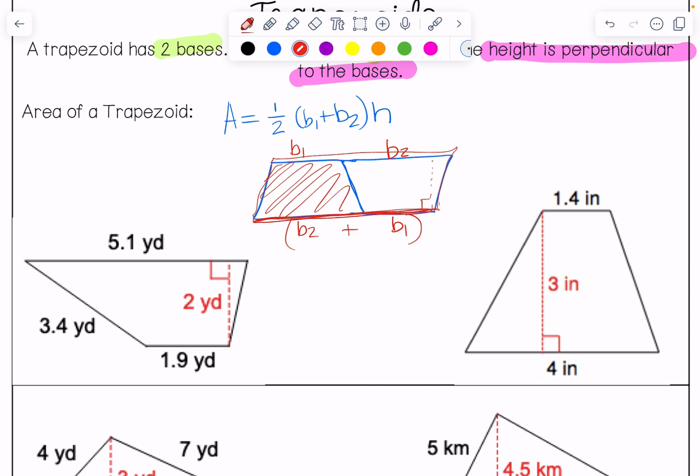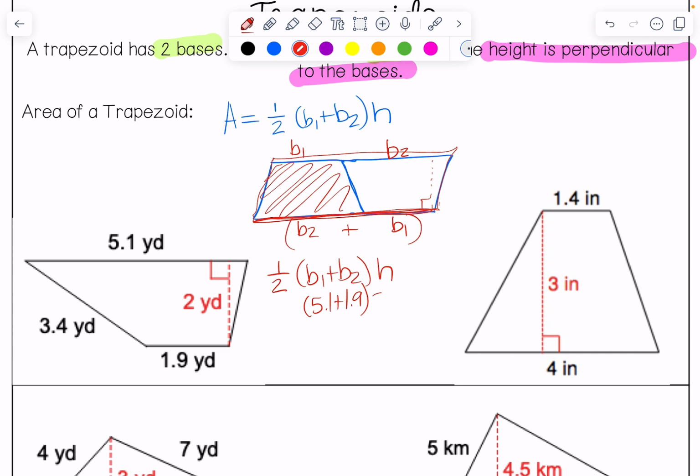So here, I'm going to start with my formula, 1/2 base 1 plus base 2 times my height. My two bases are my parallel sides, okay, or the sides that are perpendicular to the height. So 5.1 and 1.9 are my bases. They're interchangeable, so it doesn't really matter which one's base 1 and base 2. It's just your parallel sides.